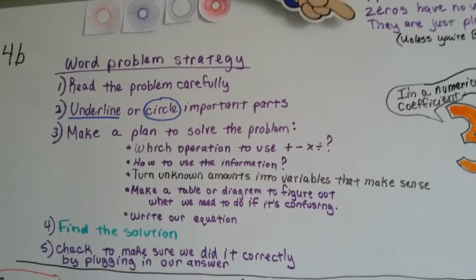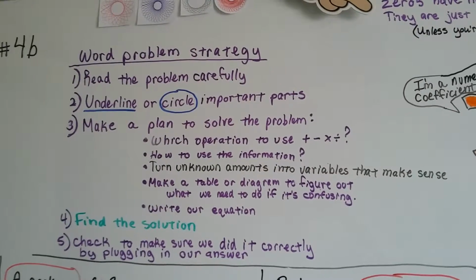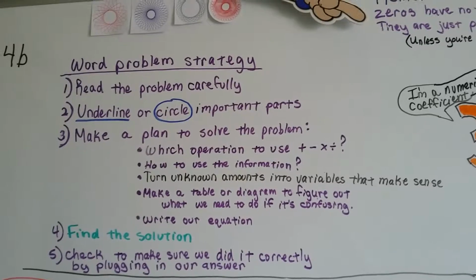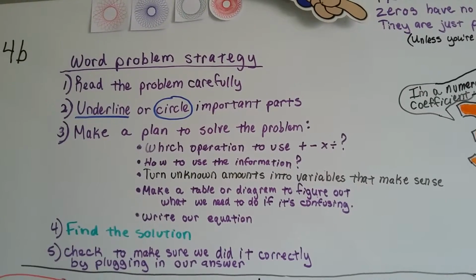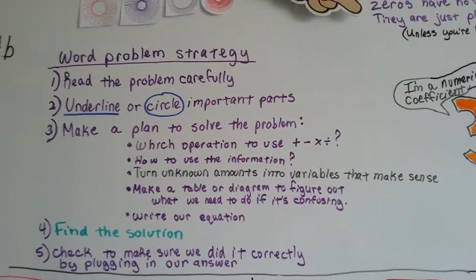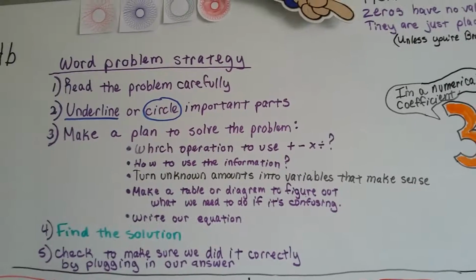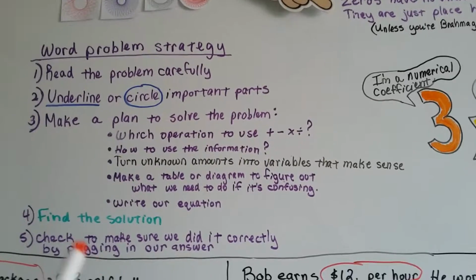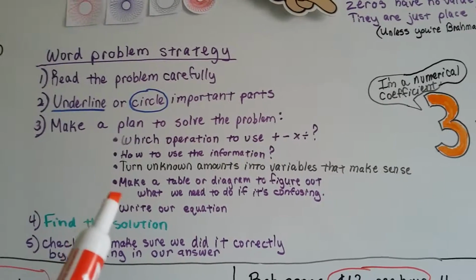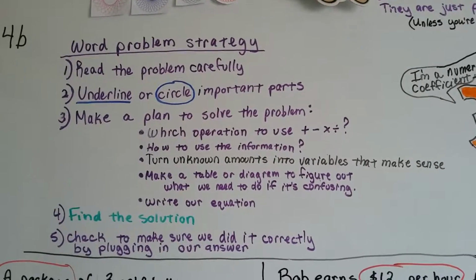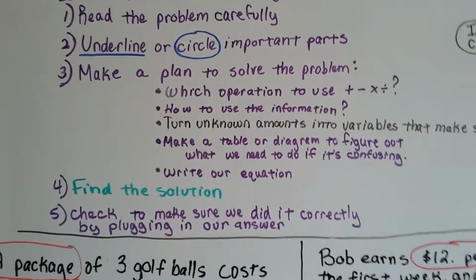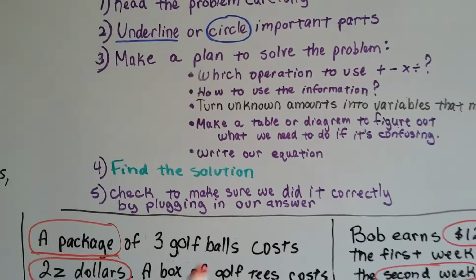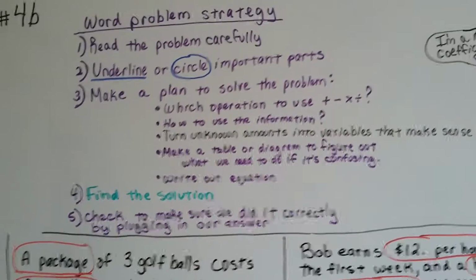So word problem strategy is we read the problem carefully, we underline or circle the important parts, we make a plan, like figuring out which operation to use. Do we add, subtract, multiply, or divide? We figure out how we're going to use the information, and we need to turn the unknown amounts into variables that make sense. If it's really confusing, we can make a table or a diagram to help us figure it out. We write our equation, find the solution, and then we check to make sure we did it correctly by plugging in our answer. That's if there's an actual answer.